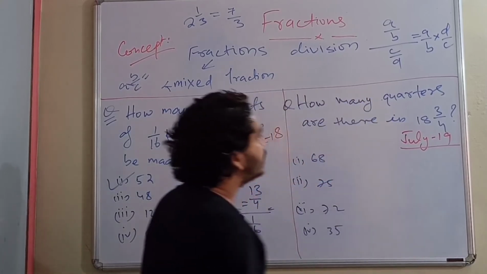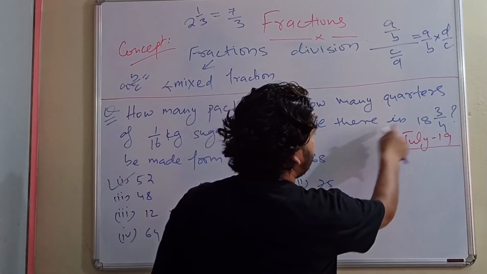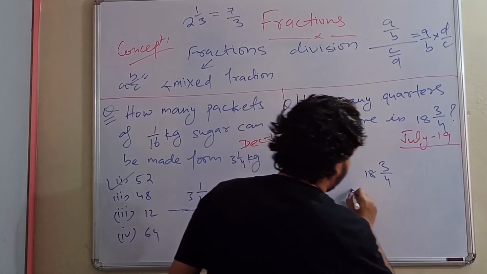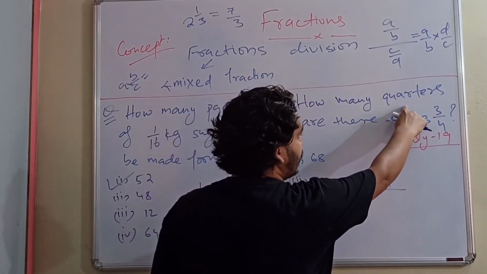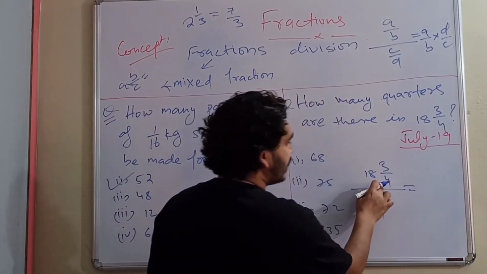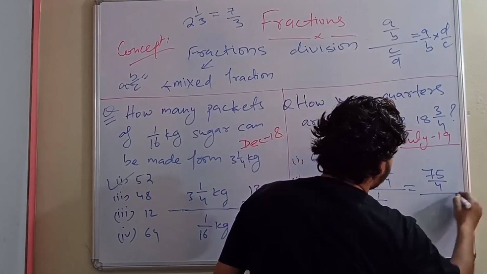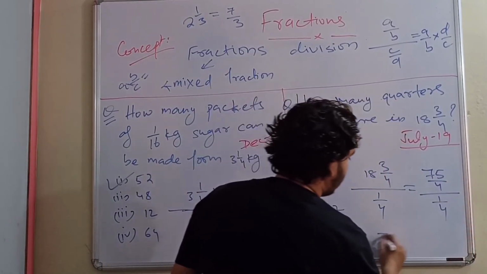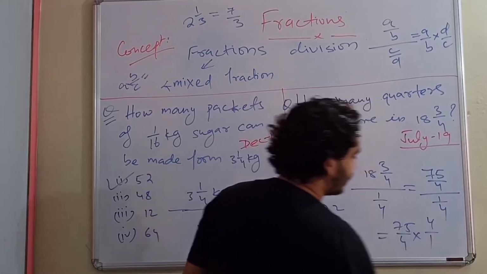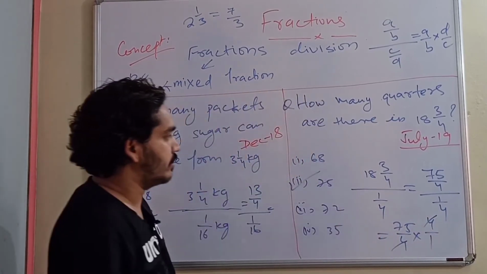Look at the second question now. The second question came in July 19, just the previous year. So how many quarters are there in 18 3 by 4? So this is the number 18 3 by 4. And how many are there means divided by a quarter. Now what is a quarter? It is nothing but 1 by 4. So nothing but 18 4s are 72 plus 3, 75 by 4 divided by 1 by 4. I can write this as 75 by 4 into 1 by 4 in reverse, 4 by 1. 4 and 4 cancel. So what is the answer? 75.